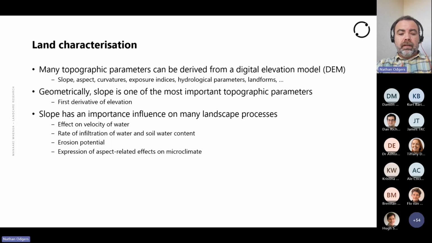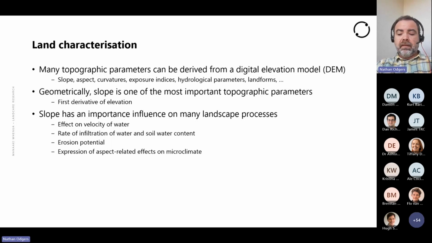For example, through its effect on the velocity of water movement, its influence on the rate of infiltration of water into the soil and therefore the soil water content. He's already talked a little bit about the potential for erosion to occur. And also, it's got an influence on the expression of aspect-related effects on microclimate.